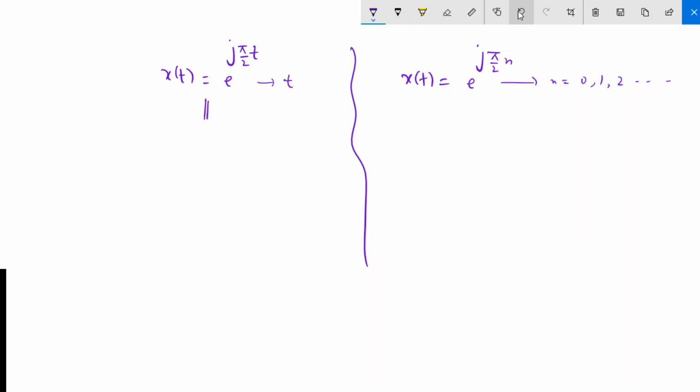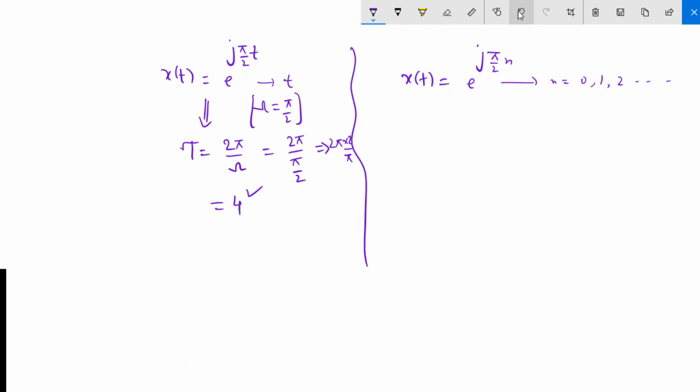This is the difference between continuous time and discrete time signals. Now this is periodic, and what is the time period? 2 pi by omega. And what is omega here? Omega is pi by 2. So you get 2 pi divided by pi by 2, and this becomes 2 pi into 2 by pi. You will get the time period as 4.